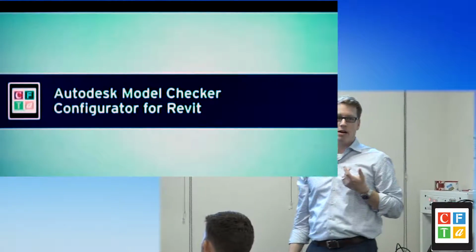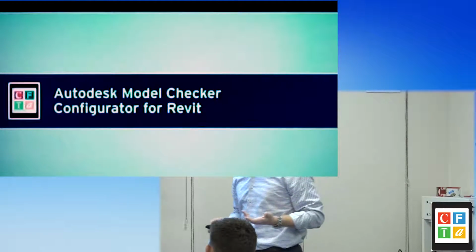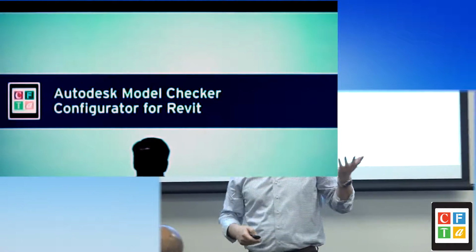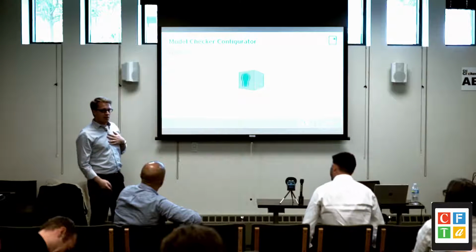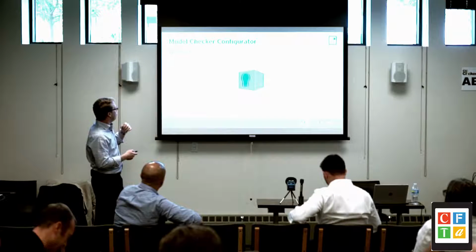So let's talk about the configurator. How do you build your own checks? How do I make whatever checks I want and set them up the way I want? So in that same method as before, what is it?